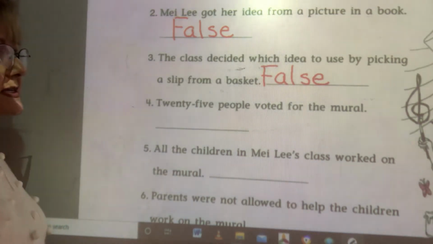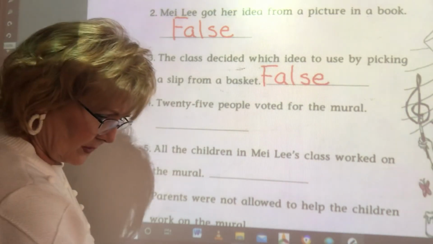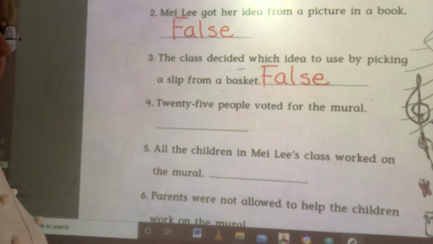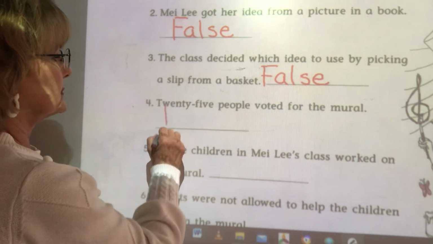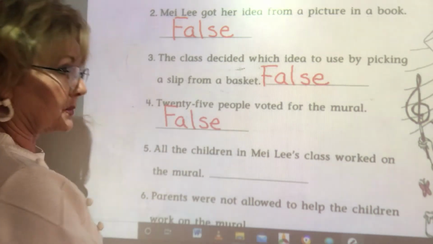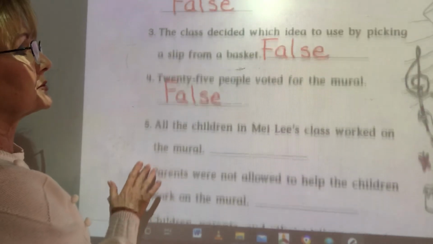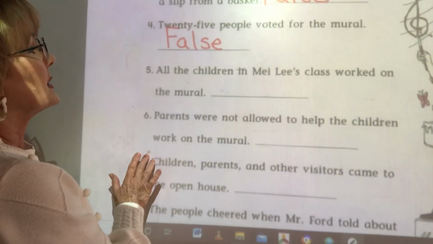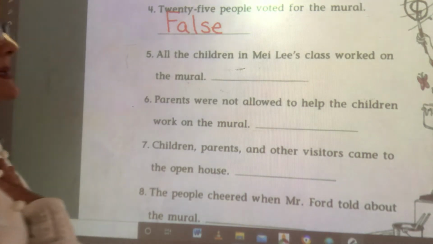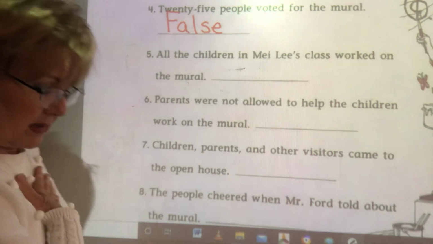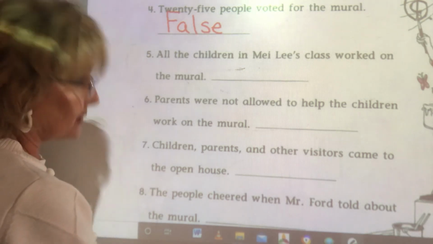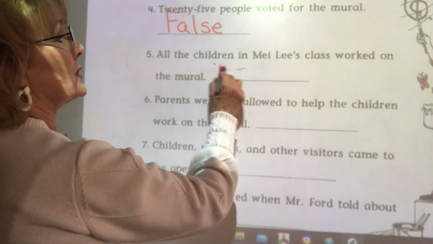Number 4, 25 people voted for the mural. 25 people. No, not 25 people. They didn't have that many people in the class. Ironically, we do. That would be true for us. Oh, I guess not everybody wanted the mural. Sorry. All the children in Maylee's class worked on the mural. Did all of the children in Maylee's class work on the mural? Yes, and then some, right?